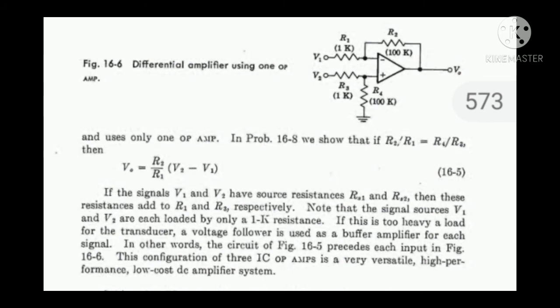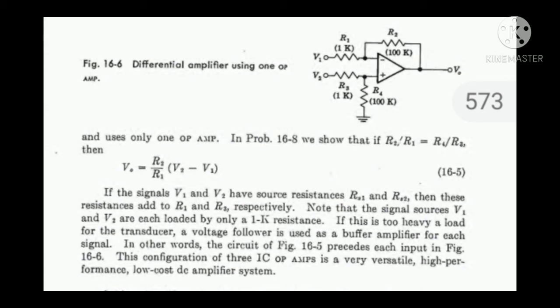The simple circuit shown here as figure 16.6 can be used to amplify the difference. We will see that if R2 by R1 is equal to R4 by R3, then the output voltage V0 is equal to R2 by R1 into (V2 minus V1). That is, the output voltage is proportional to the difference of the inputs.